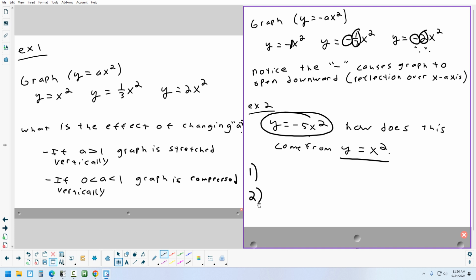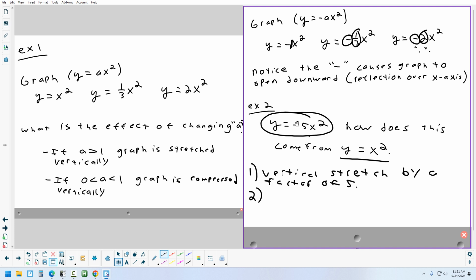Upward, yeah, vertically. Okay, so the way you describe it, this is what you write down. Vertical stretch. Okay, but that's not enough. You've got to say vertical stretch by a factor of 5. That tells me it's getting 5 times as tall. So vertical stretch by a factor of 5. Okay, that's the first thing.